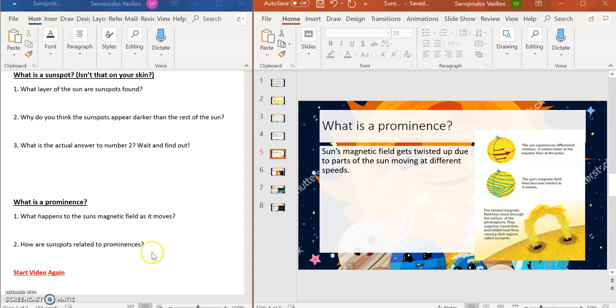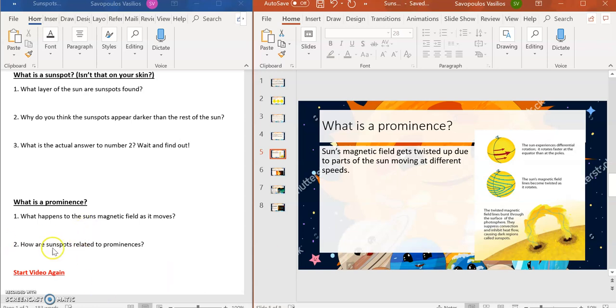So what happens to the sun's magnetic field as it moves? The sun's magnetic field gets twisted up. So remember, I said that parts of the sun move at different speeds. And so if the magnetic field in the center is moving much faster than the magnetic field at the top and the bottom, it ends up getting all twisted up. And when it gets twisted up, it bursts through the surface of the sun, and it comes back down into another part of the surface. And when it does that, it releases some heat, and so those areas cool down and they create sunspots.